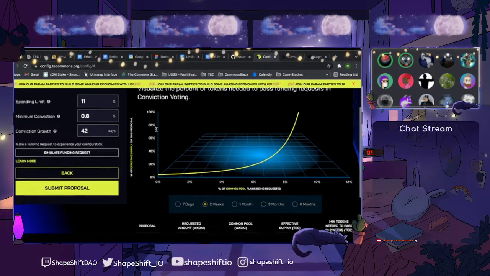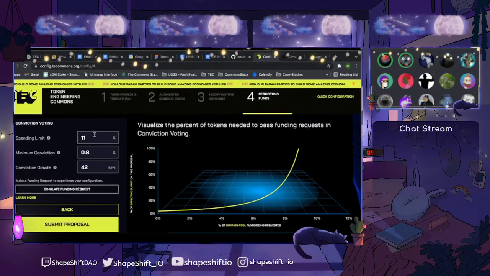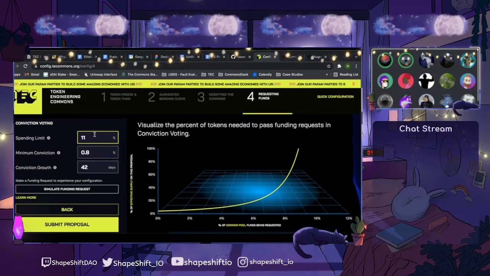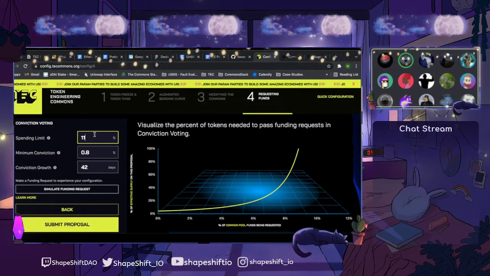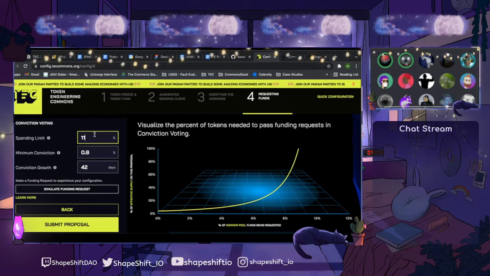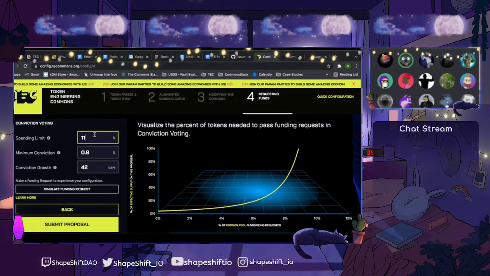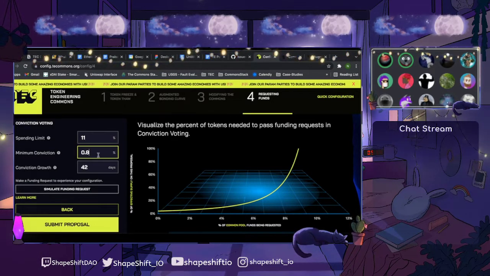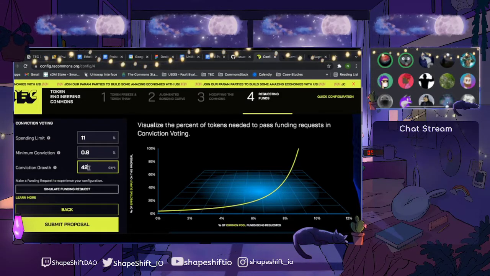Then conviction voting, spending limits, how much you can spend. I always keep that really low. I want to optimize for a lot of different small proposals rather than overextending ourselves and spending a ton of money on a single proposal. So we can increment those proposals out if possible. The minimum conviction, I like it to be really low, and a long conviction growth.